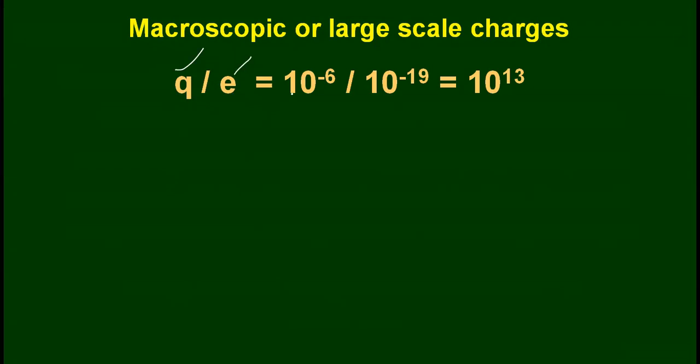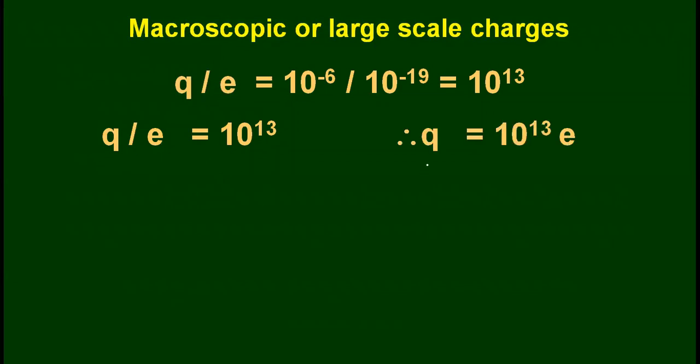So order of charge carried by the body is 10 to the power minus 6 and order of charge of an electron is 10 to the power minus 19. So on dividing these two, I will end up with 10 to the power 13. Just take 10 to the power minus 19 to the numerator. You will have 10 to the power minus 6 into 10 to the power plus 19, which will give us 10 to the power 13. So thus, the ratio of charge carried by the body to the charge of an electron works out to 10 to the power 13. Now on cross multiplying, taking e to the right hand side, I get charge carried by the body equals 10 to the power 13 times charge of an electron.